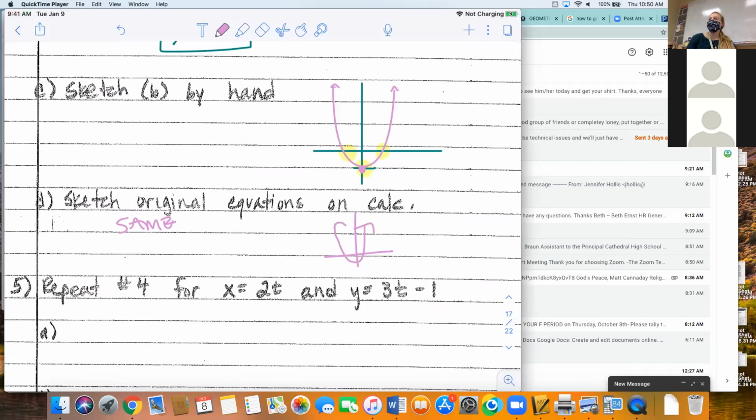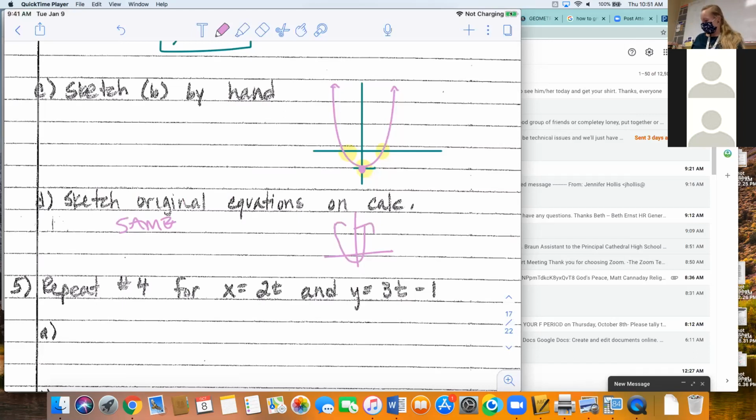All right, let's do the exact same thing for the next problem. I've got x equals 2t and y equals 3t minus 1. The same steps. I'm doing everything. Basically, these are all the things I could ask you to do. I will not always ask you to do those 4 things. I might not even make you sketch on the calculator, but I might give you a problem where it's helpful if you know how to do it on the calculator. So that's why we're going over it.